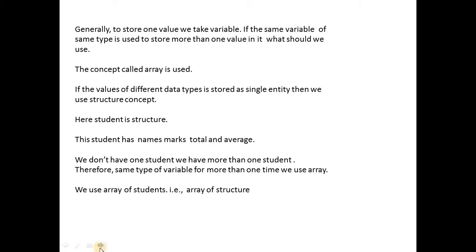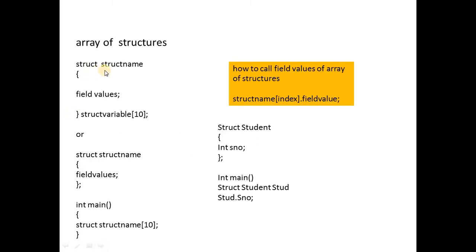So how do we declare an array of structures? What is the syntax? You write: struct structure name, structure variable of 10. This 10 tells you that this structure variable is an array of structures. So how to access a field value of an array of structures? You write struct name, index, dot, field name. So you'll call it like this.